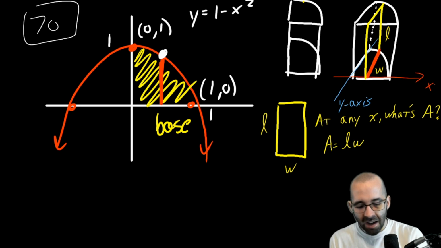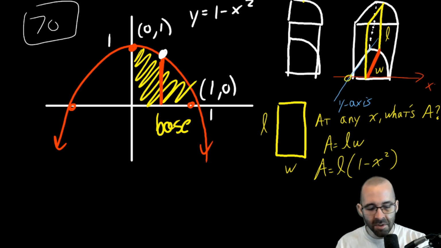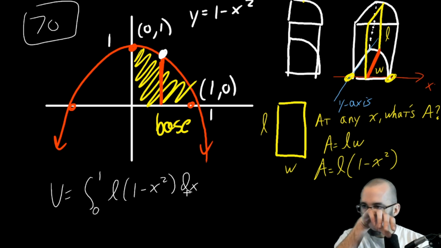So what we have right here is that the area is the length, whatever that is, times the width, is 1 minus x squared. So we have our cross-sectional area. Now we integrate from the smallest x up to the biggest x. Our volume is going to be the integral from the smallest x to the biggest x, which is 1, of our area, which is L, times 1 minus x squared, dx. Now it does depend on what L is, but we can assume L is some constant. Factor it out, integrate, and get our answer.